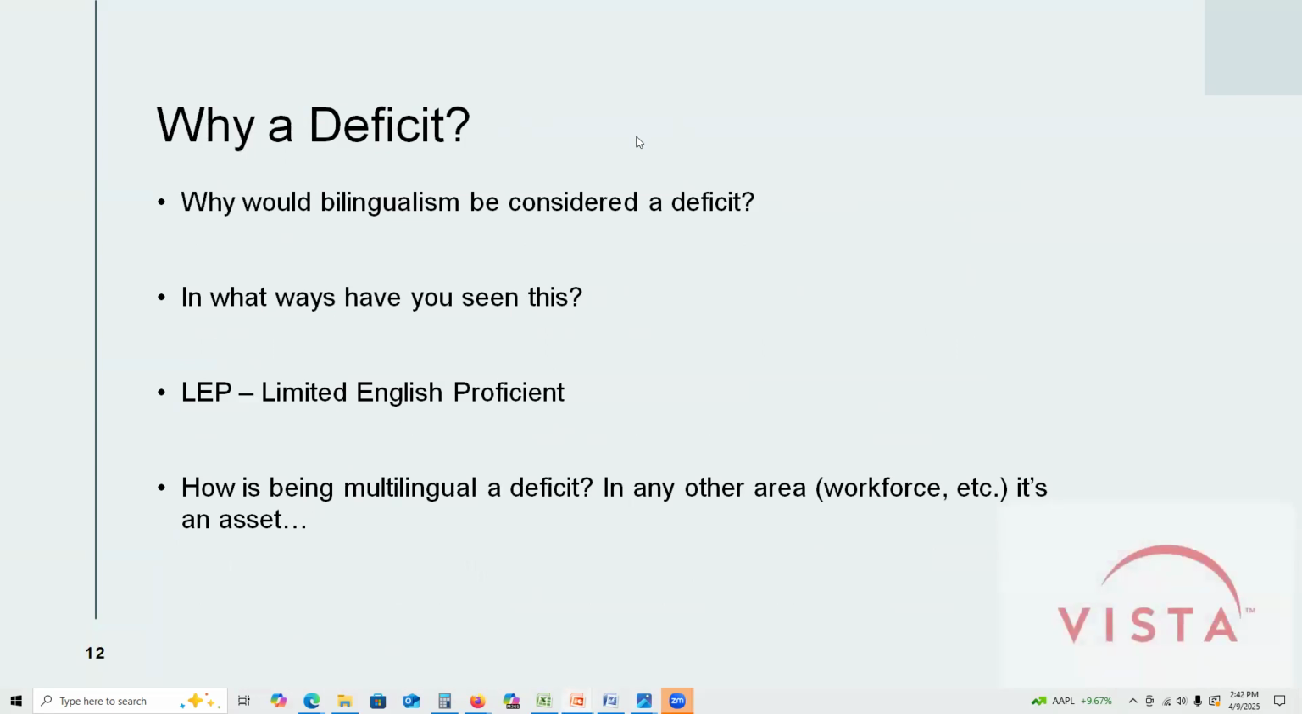So I want to pause here as we've introduced this idea of a deficit view. Could bilingualism be considered a deficit? Go ahead and put your answers in the chat if you have any understanding of this, if you've seen this in the schools you've taught at.